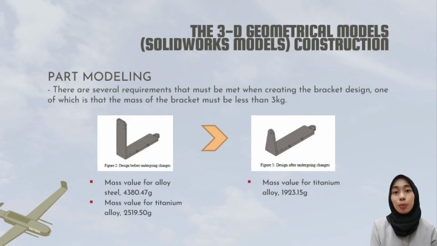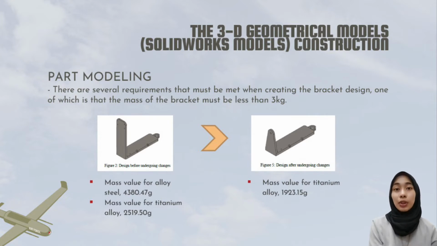For the modeling part, the bracket is drawn and designed using SolidWorks. There are several requirements that must be met when creating the bracket design. One of which is that the mass of the bracket must be less than 3 kg. The picture on the left shows the design before undergoing change. The first design uses alloy steel as the material for the bracket and shows a mass value over 3 kg. That means it does not meet the condition set.